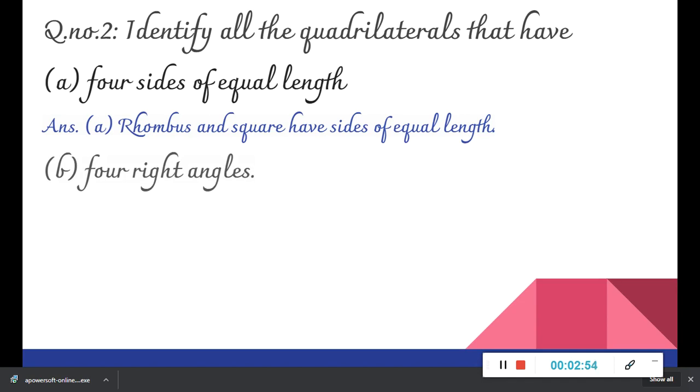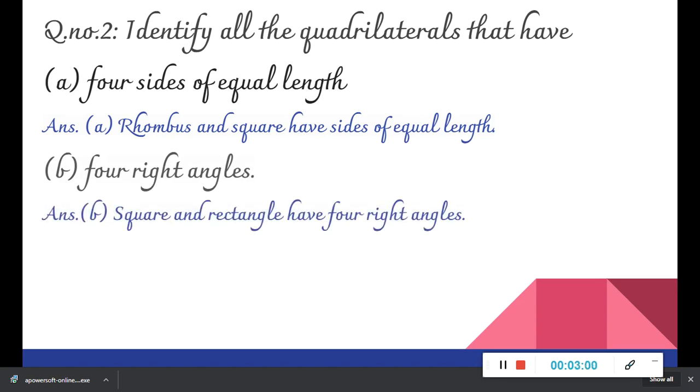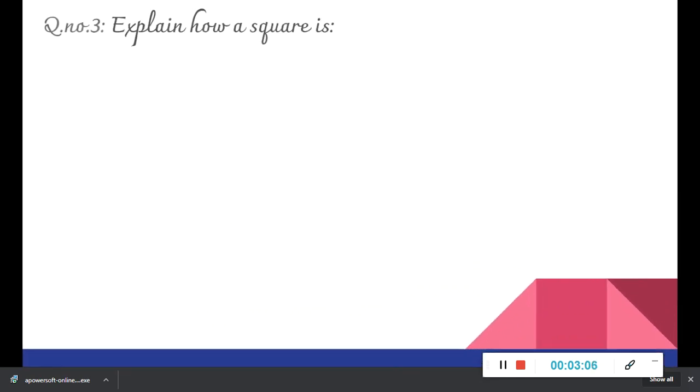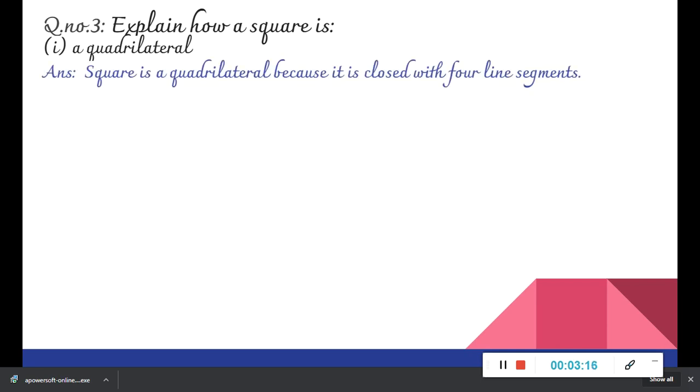Name the quadrilaterals that have four right angles. What are they? Square and rectangle. So square and rectangle have four right angles. Clear? Now the third question. Explain how a square is a quadrilateral. A square is a quadrilateral because it is made up of four line segments. Isn't it? So the answer is: a square is a quadrilateral because it is closed with four line segments.